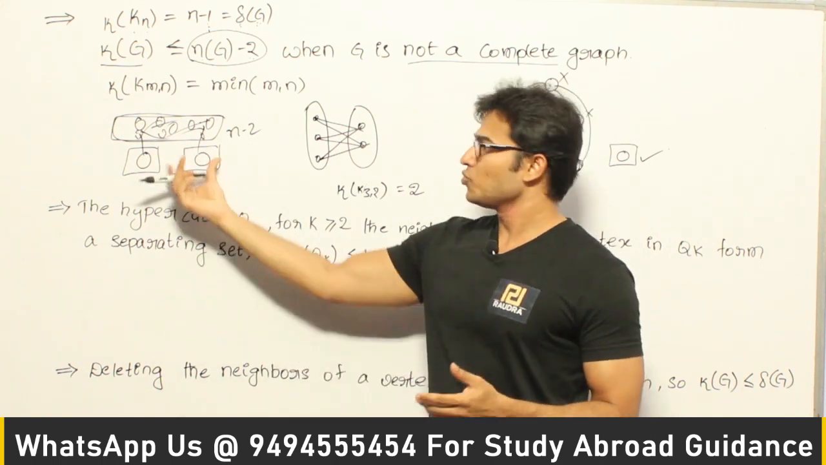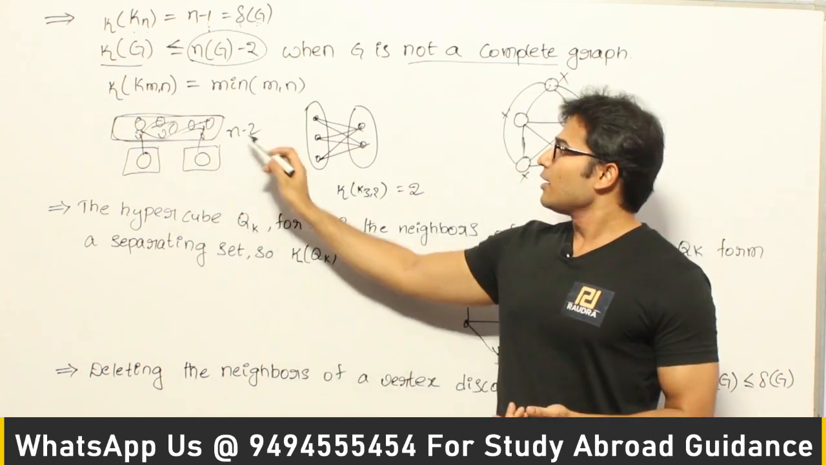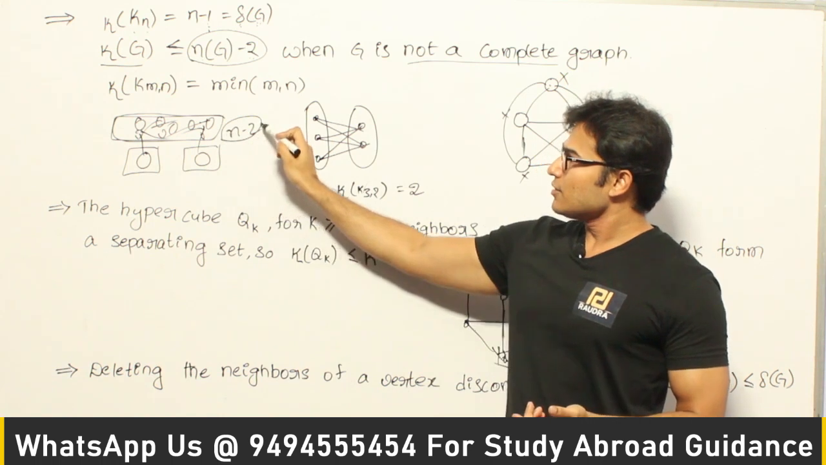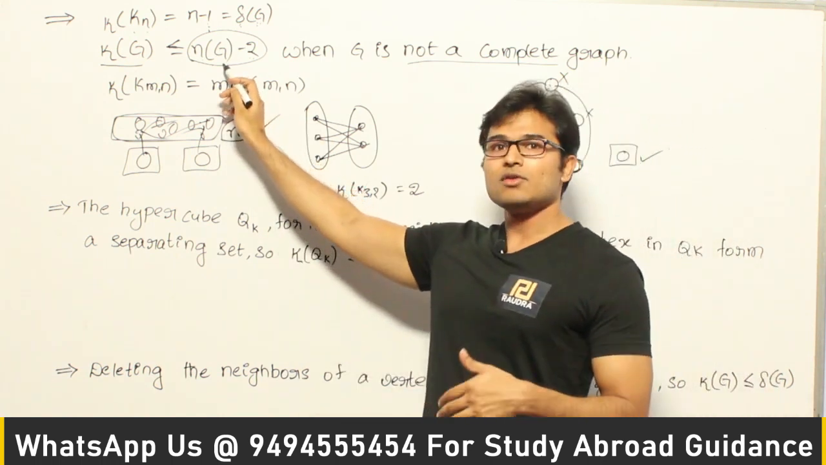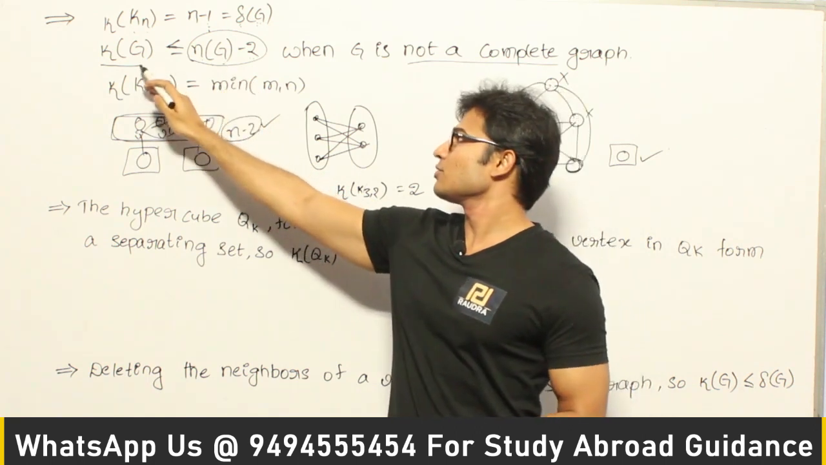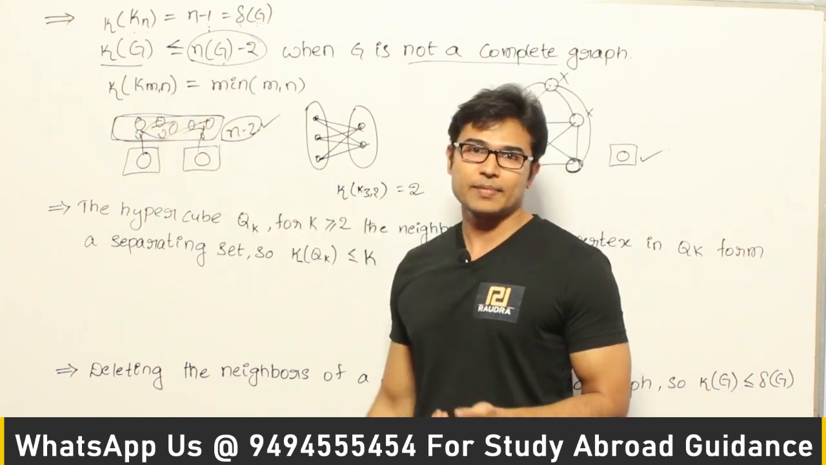I'll remove all these vertices, then only 2 vertices will remain which are not connected to each other, and so I got 2 components, and I can say that this is the vertex cut. Therefore, your vertex cut need not go beyond that. So in the worst case, your vertex cut can be this.